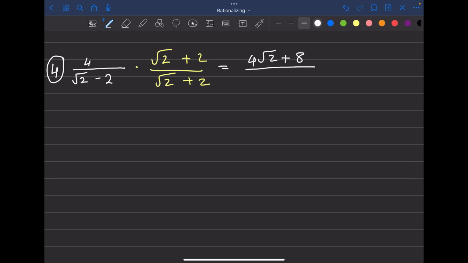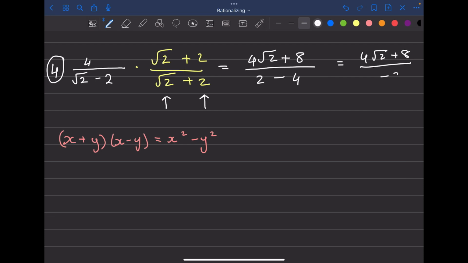4 times 2 is 8. And then all over this squared minus this squared, once again, kind of memorize this rule. X plus y times x minus y is equal to x squared minus y squared. This is called the difference of squares. But yeah, so root 2 squared is 2. 2 squared is 4, and then put the negative sign between them. That's it. Now this would actually give us 4 root 2 plus 8 all over negative 2.